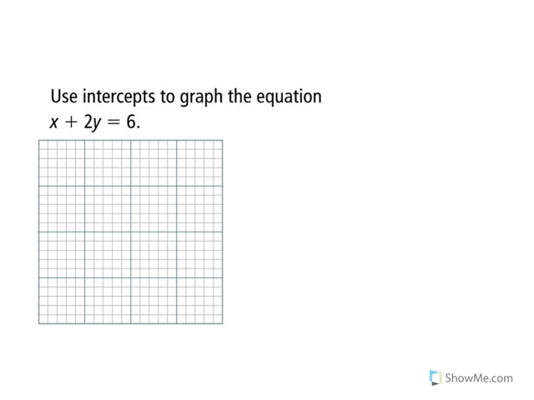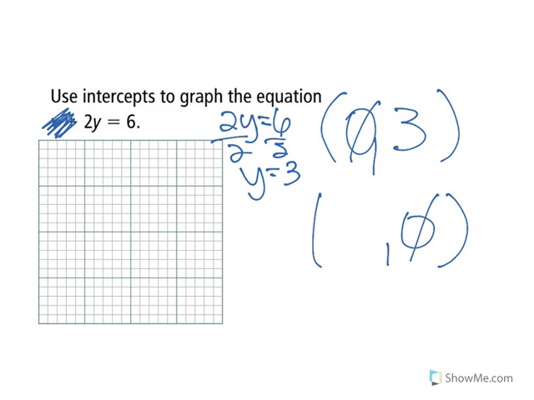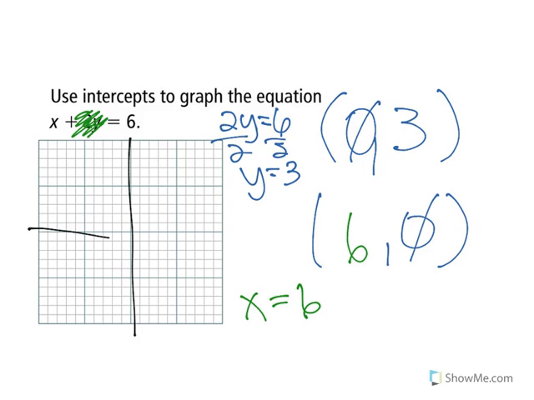Let's try another one. So in order to find our y, remember we're going to find 2 points. To find the y, we cover up the x and do 2y equals 6, divide by 2, and we get y equals 3. To find our x, we cover up the y, and that gives us x equals 6. Oh, we don't have to do any math. Yay. x equals 6. And then don't forget to actually do the graphing part, please.